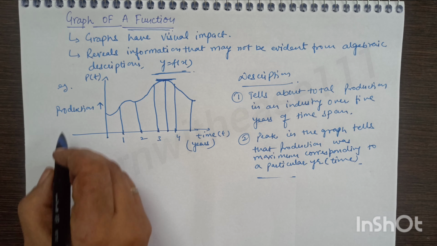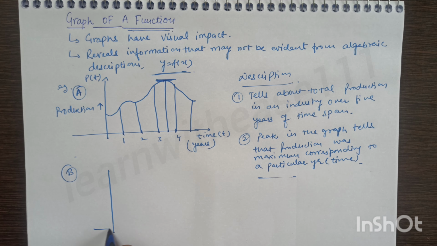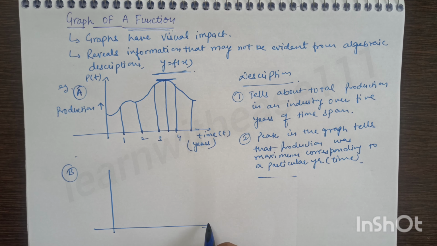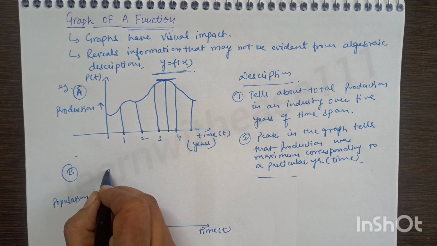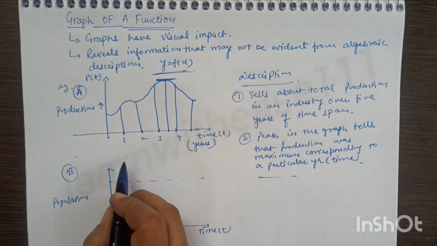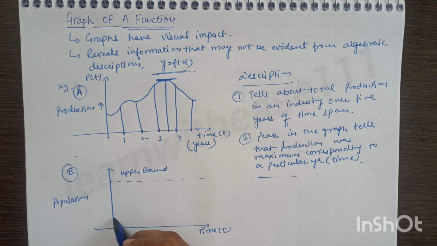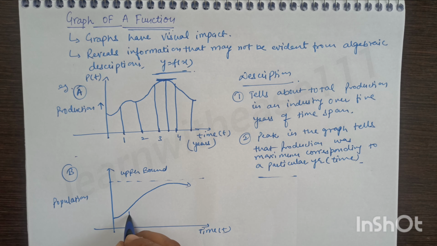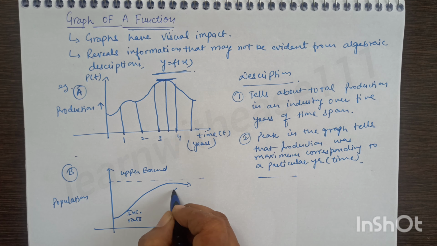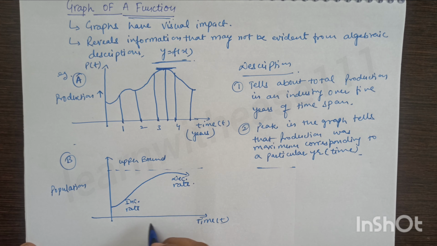Now the second example. Here the graph contains two variables. One is time and population on the y-axis. There is some bound of the graph which is called the upper bound, and this is the graph. So by looking at the graph, what we can tell is there is an increase in rate at first, and then there is a decrease in rate around the upper bound. So this is called bounded population growth.